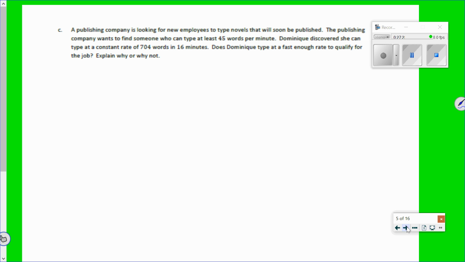Does everybody understand? All right, so she discovered she can type at a constant rate of 704 words in 16 minutes. Does Dominique type fast enough to qualify for the job? Explain why or why not. So find Dominique's rate and see if she types at least 45 words per minute. And then explain, can she get the job or not?